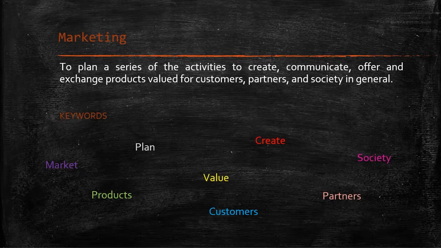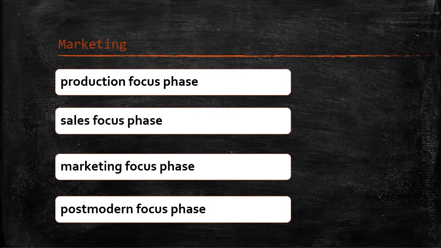and society in general. To start the three initial marketing modules, you need to keep in mind some keywords: market, plan, create, products, value, customers, partners, society. To understand the nature of marketing and its activities, you must think about history under the market logical frames and consider the following scenarios. Production focus phase.